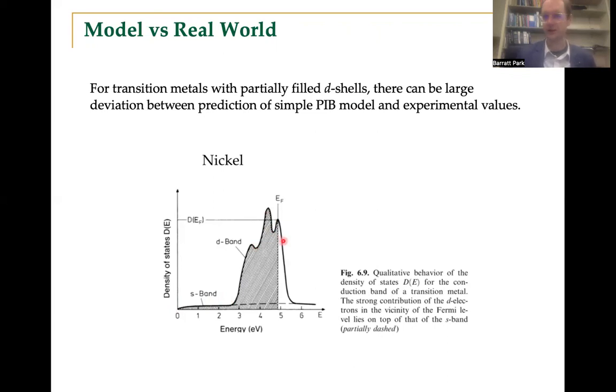But you still qualitatively have the same effect, which is that you fill all of the states up until a certain energy where you run out of electrons, and this is the Fermi energy. And then, if you have a 0 Kelvin metal, all the states above that energy are going to be unoccupied.